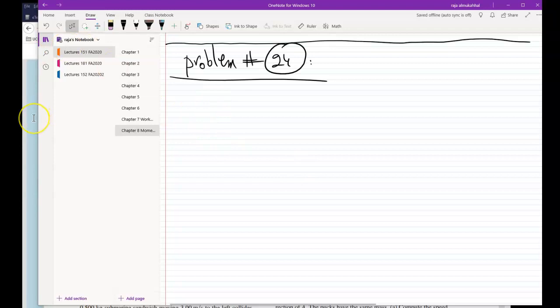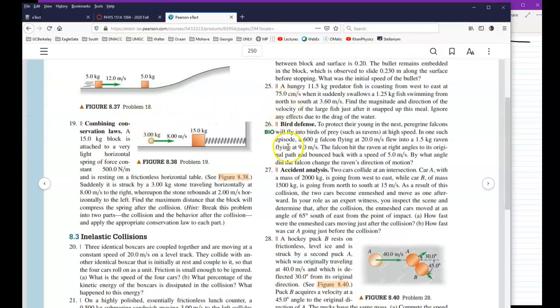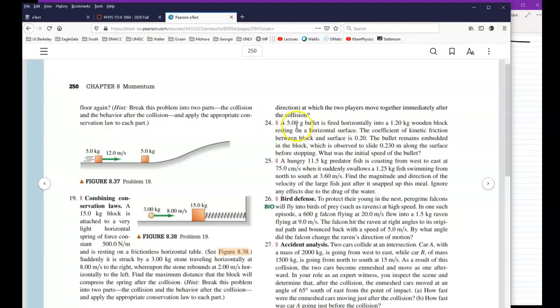Let's look at it. It's on the same page, right here. He says a 5-gram bullet is fired horizontally into a 1.2 kilogram wooden block resting on a horizontal surface. The coefficient of kinetic friction between the block and the surface is 0.2. The bullet remains embedded in the block, which is observed to slide 0.23 meters along the surface before stopping. This is not a trivial problem. What was the initial speed of the bullet?